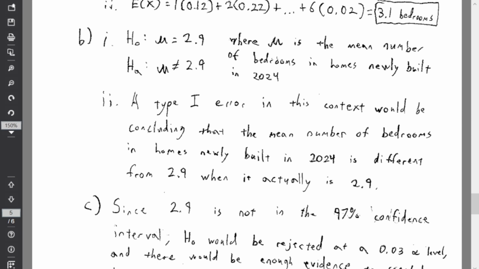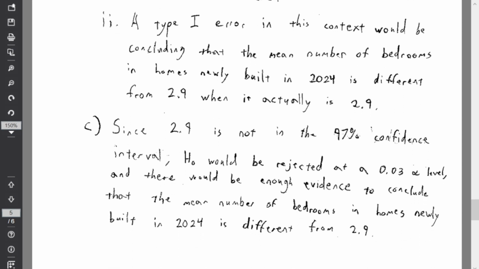Since 2.9 is not included in the 97% confidence interval, that gives us our conclusion of the two-sided test at a 0.03 alpha level. And since it's not in the interval, we're going to reject the null hypothesis at the 0.03 alpha level. There is enough evidence to say that the mean number of bedrooms is different from the 2.9, from what it was in 2017.